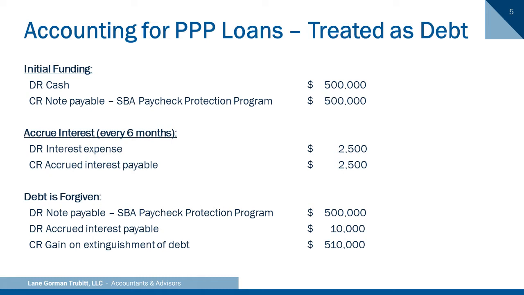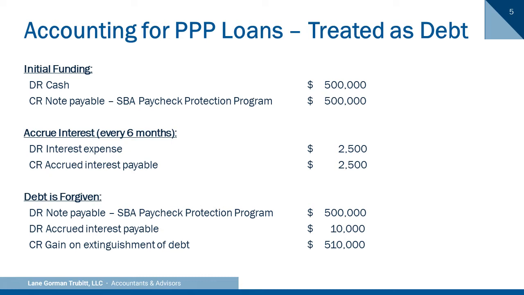The total interest calculation is $10,000, which is the $500,000 principal times the 1%, which equals $5,000, times 2 years equals $10,000, or $2,500 every 6 months. Upon maturity, the loan and accrued interest payable may be forgiven if the NFP fulfills the agreed-to terms. The following is an example of how to record the transaction.